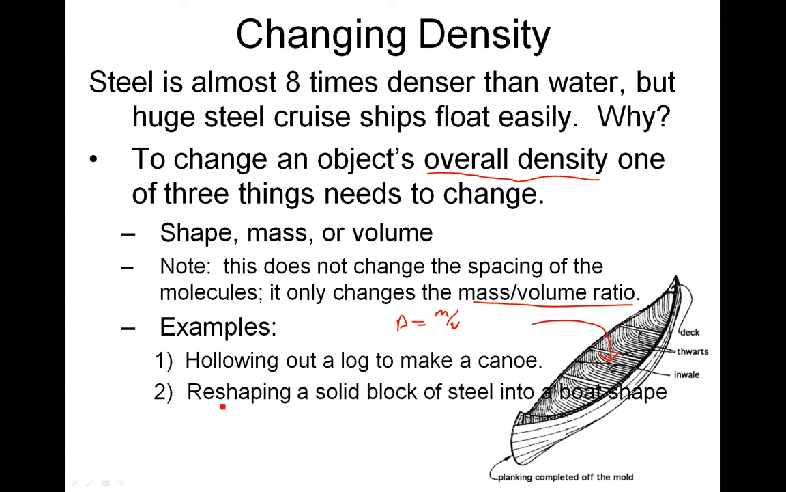Second example, I can reshape a solid block of steel into a boat shape. If I take a solid block of steel and make it into a shape like a boat, I've kept the same mass of steel, but it's a bigger volume. Think of it like I've enclosed a bunch of air. It's a bigger volume, but the same mass, so now it can float. It displaces enough water to make it float.